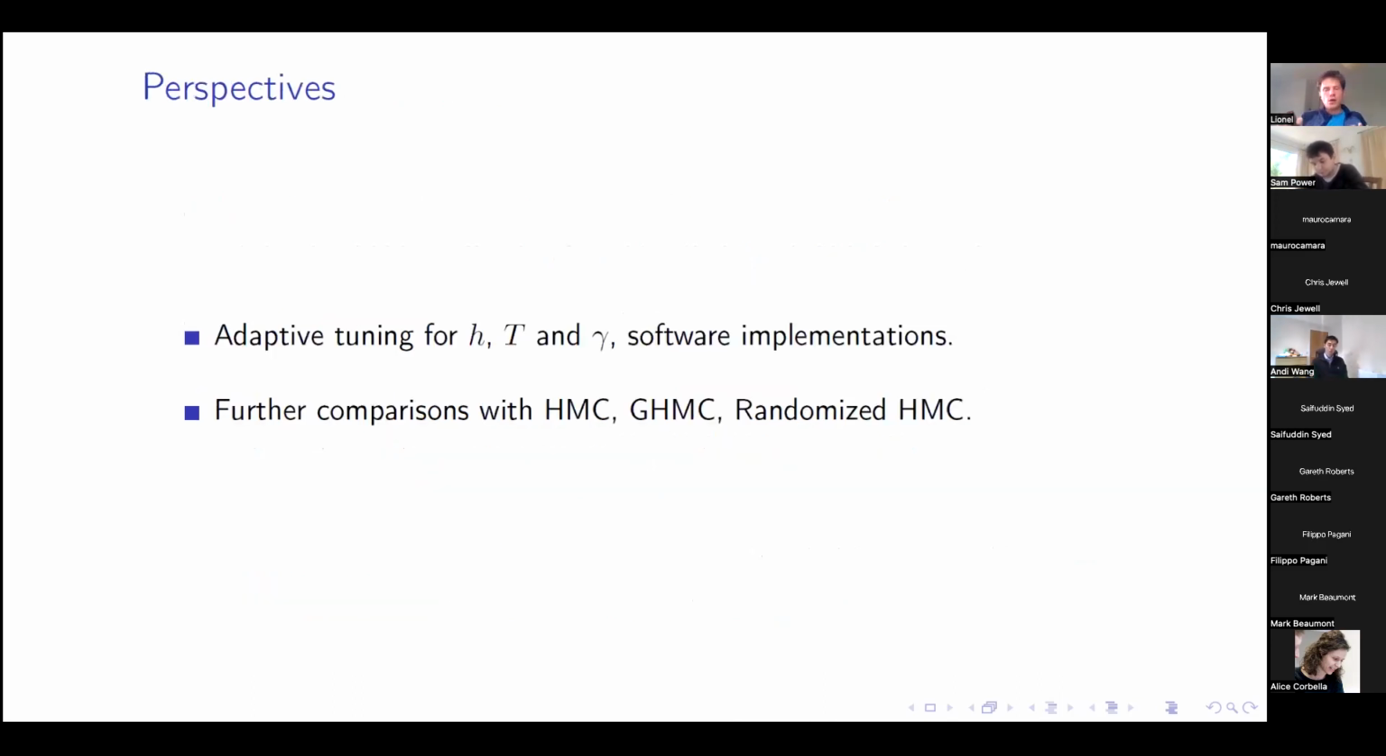We have several paths we are quite interested in continuing to investigate, and we are very open to discussions about possible collaborations if something pops up in mind. I'm just going to briefly mention some of these. We are obviously interested in the adaptive tuning problem for these parameters, in order to provide competitive algorithms compared to adaptive tuning solutions for HMC.